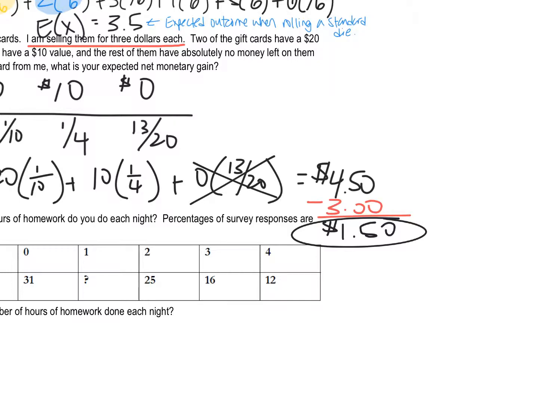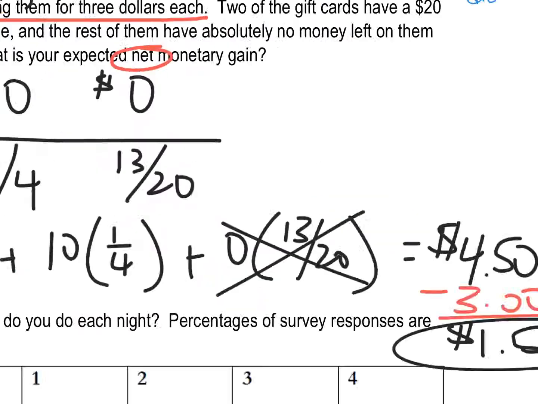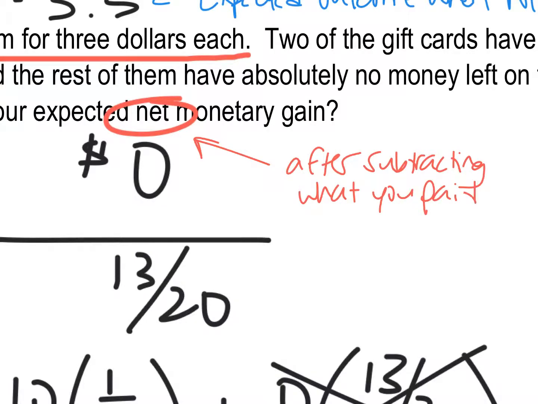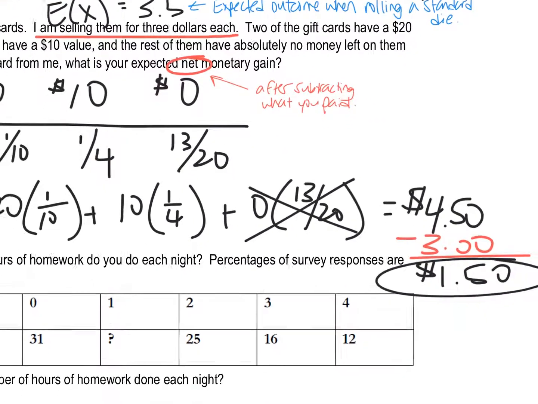And so when you subtract how much you paid, that ends up with your total net winnings. That's what net means. Net monetary gain. I'm going to make a note about that. That means after subtracting what you paid. Okay? And so that's how we come up with $1.50.